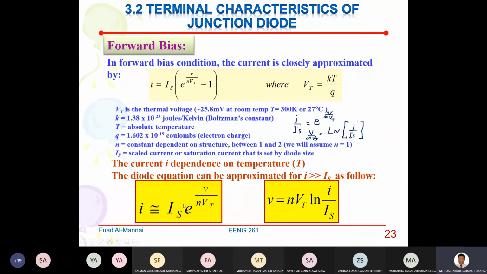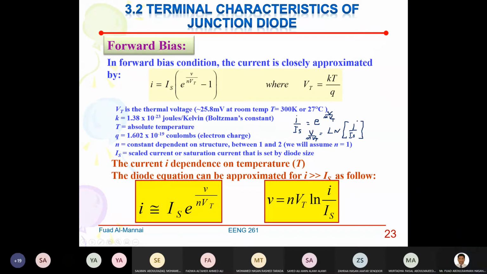Don't forget that. And suppose I want to calculate V, which is VD, for the transistor. How am I going to do that? Well, I'm going to do it like this. Remember that I is equal to IS e to the power V divided by NVT. If I take this IS to the other side, it will be I divided by IS equal to e to the power VD divided by NVT.